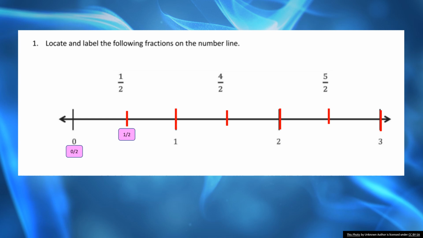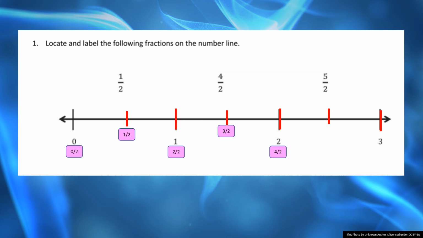So we're at 1/2. Now, after 1/2 would be 2 halves. And 2 halves is directly below the number 1 because 2 halves is the same thing as 1 whole. And I know this because 2 divided by 2 is 1. Now let's keep counting up. After 2 would be 3. 3 halves. After 3 halves would be 4 halves. And I write my 4 halves underneath the number 2 because 4 halves is equivalent or equal to 2. I know that because 4 divided by 2 is 2.